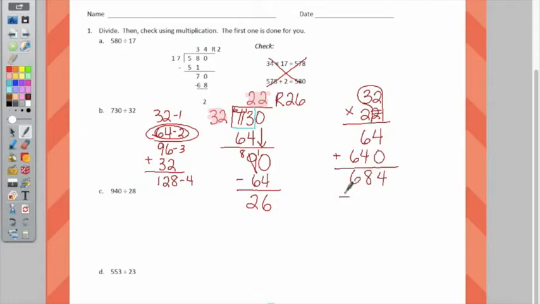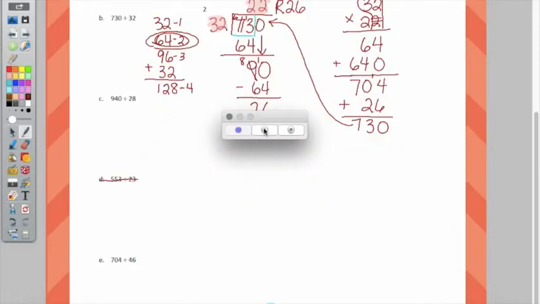Now what do I need to do? Add the 26. Oh my goodness. I'm losing my mind. Okay, remainder of 26. 26. Did we start with 7:30? Yes, we did. Okay.